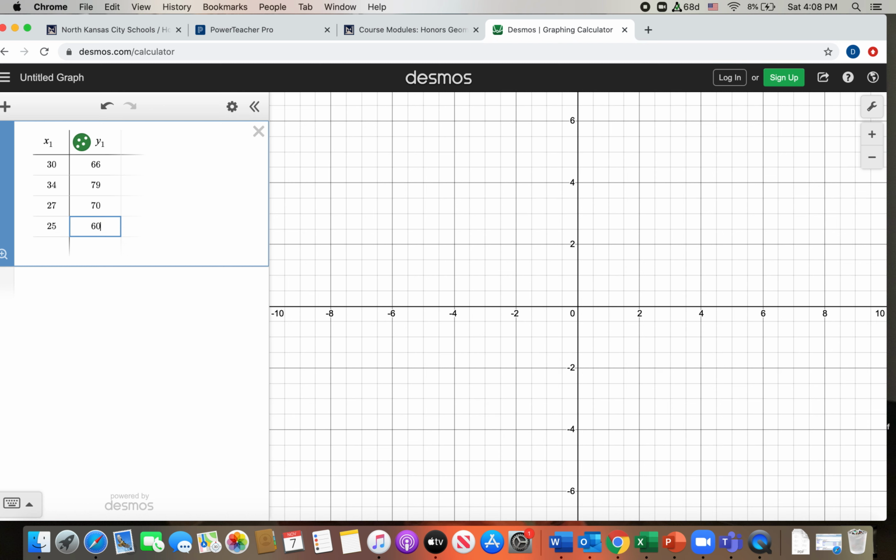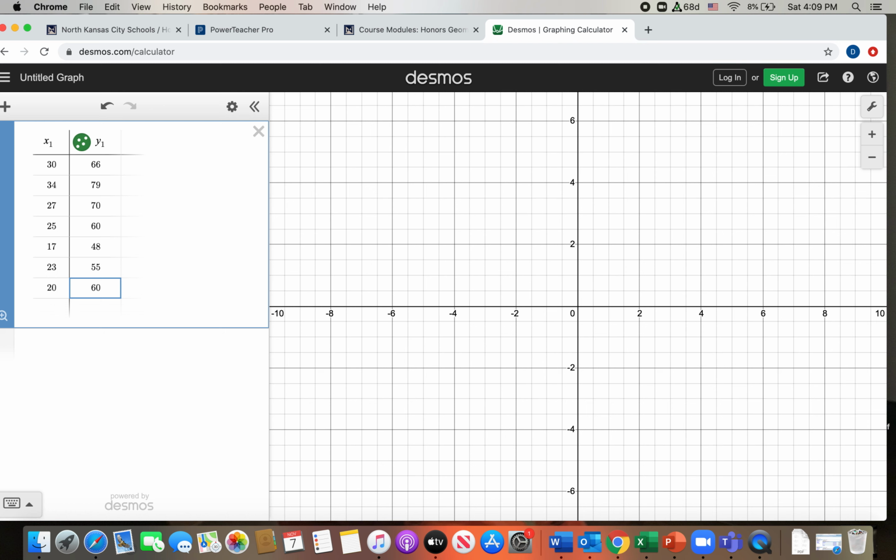25 with 60, 17 with 48, 23 with 55, and 20 with 60. These numbers came from the book.